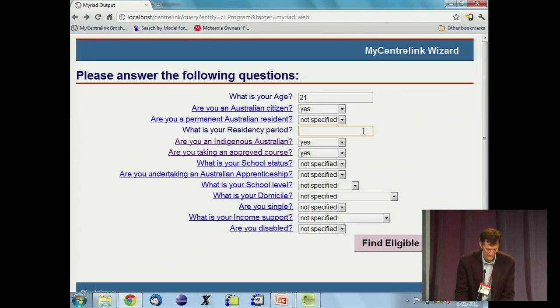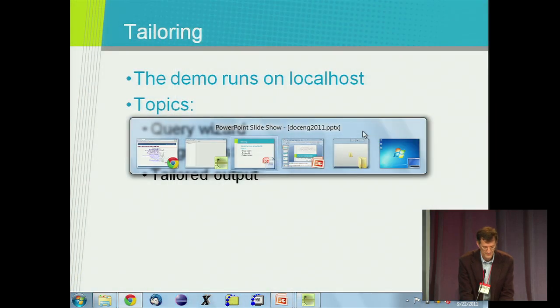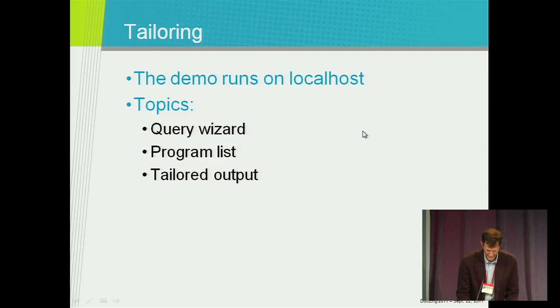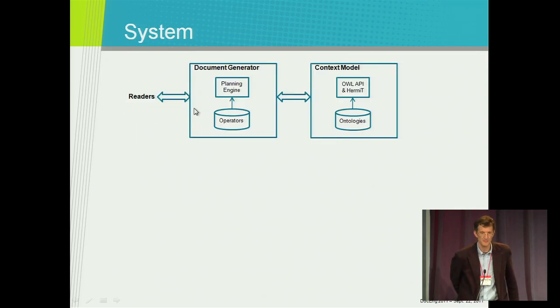If I had specified all the information here and I quantify the final documents, on average they're roughly 40% shorter than Centrelink's current originals. So what I will do now is get back to the talk itself. Talk a little bit about the underlying system that's implementing all of this. The system comprises two basic components: a document generator and a context model. I'll say a little bit about the document generator and a little bit more about the context model.